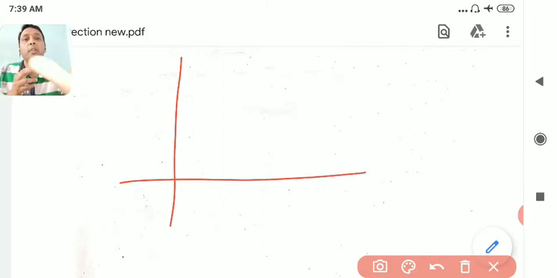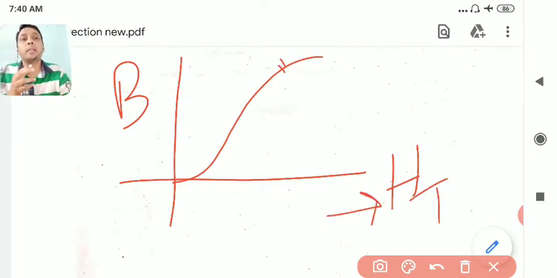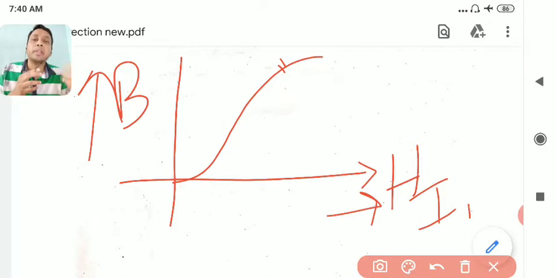You can see if I draw the BH curve, this is my BH curve, and this is the saturation point. This H is nothing but your current, here I1. You can think of more current as more magnetic excitation, that is ampere turns per meter. And B is your flux density. More flux means more EMF, and more EMF in the secondary means more current you will get. So you can see there is a saturation point.